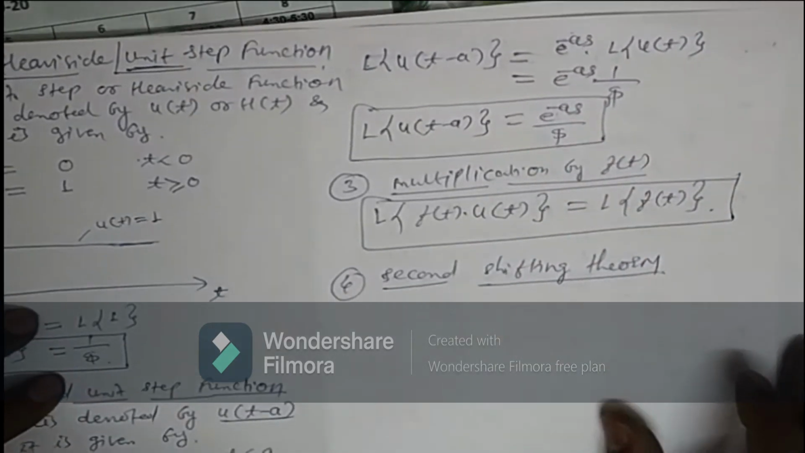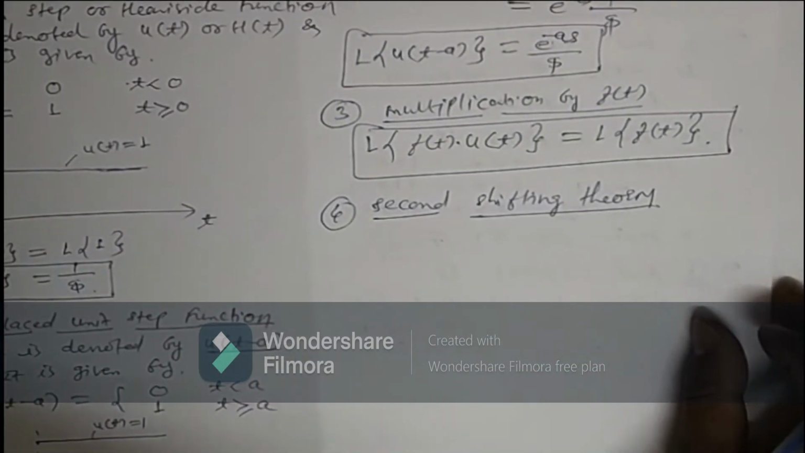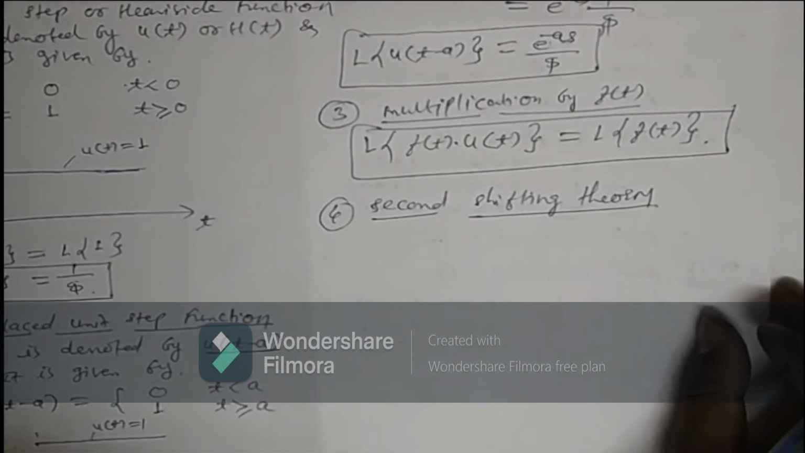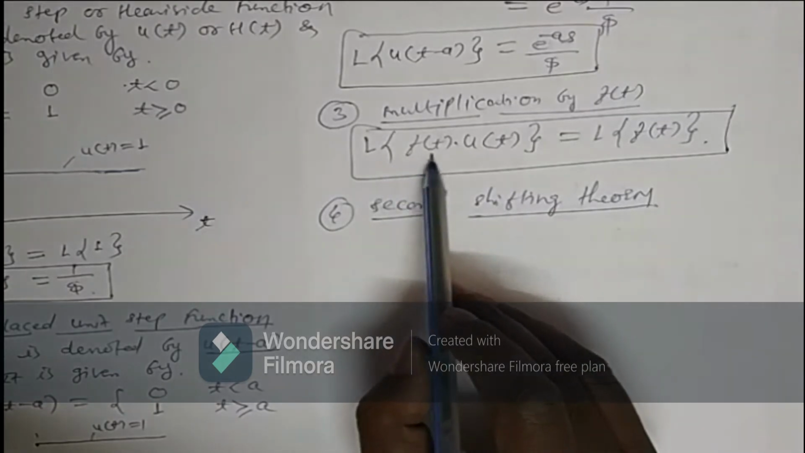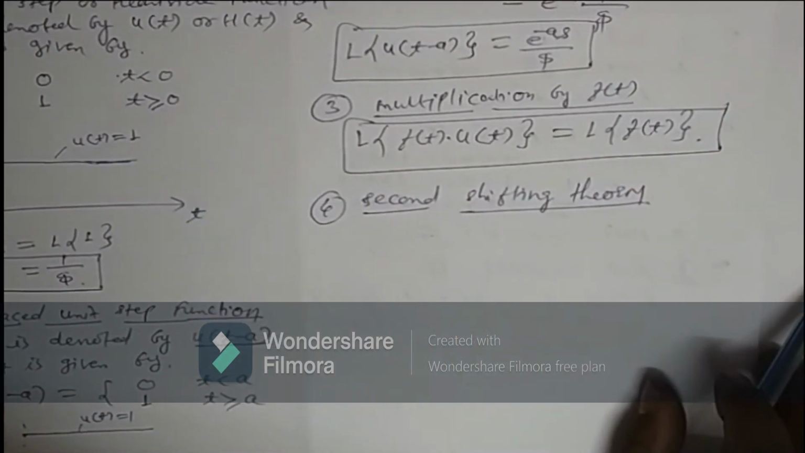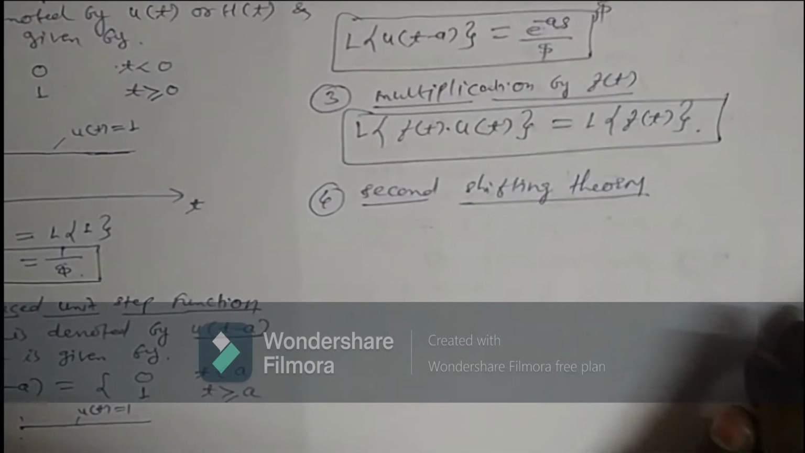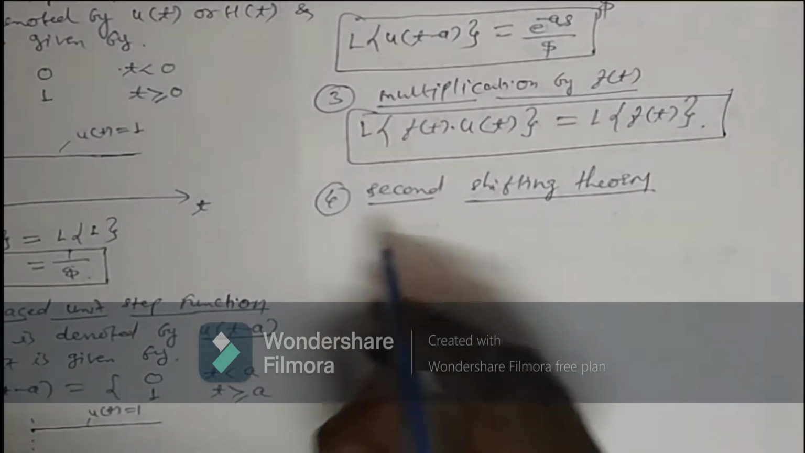Also we have seen that if there is a multiplication by f of t to the u of t, then how we can calculate the Laplace transform. The Laplace transform of f of t into u of t is equal to the Laplace transform of f of t. Next, we are going to study the last point of this Heaviside unit step function, that is the second shifting theorem.